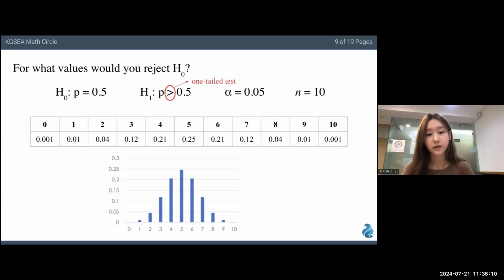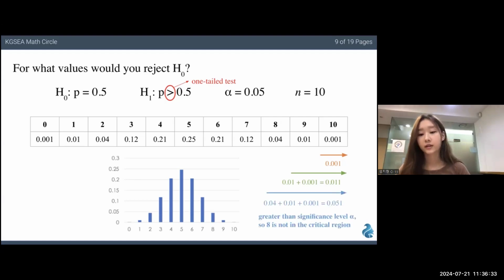So first, you have to note that it's a one-tailed test, meaning that you will only look at one side of the distribution. And since it's greater than 0.5, you start from looking at the top and realize that at the 10th trial, the probability is 0.001, and the next sum, when you go to the 9th, is 0.011. But for the 8th one, the sum equals 0.051, which is greater than the significance level alpha. So you can realize here that 8 is not in the critical region.